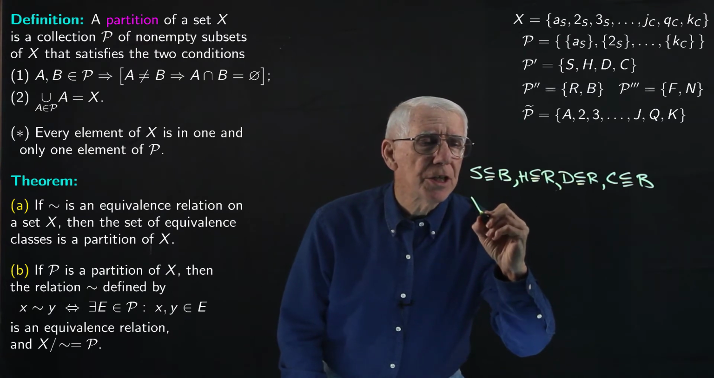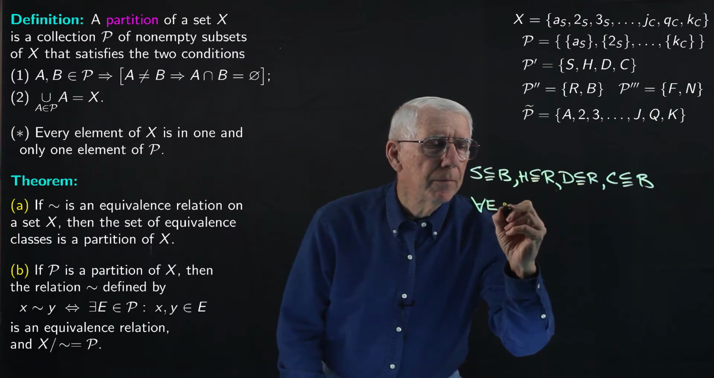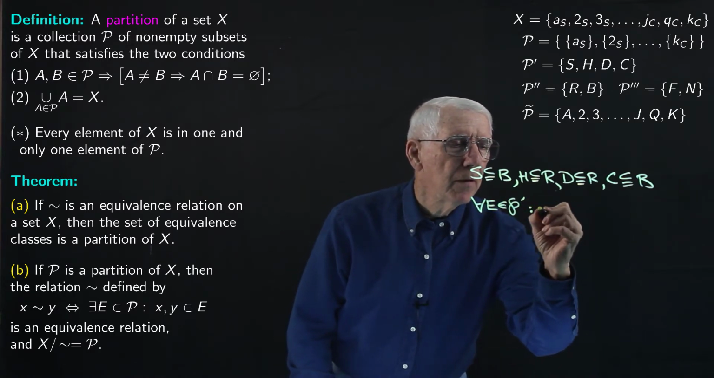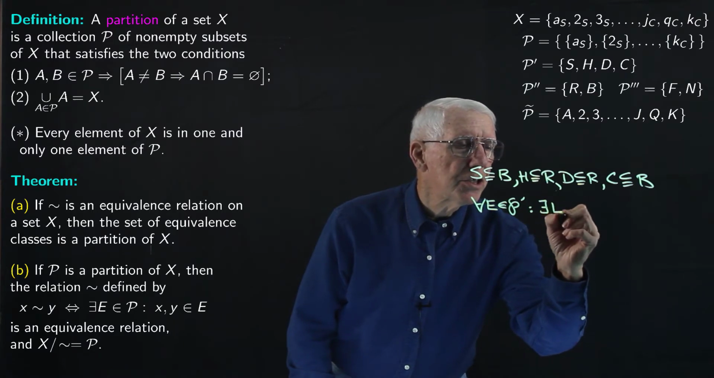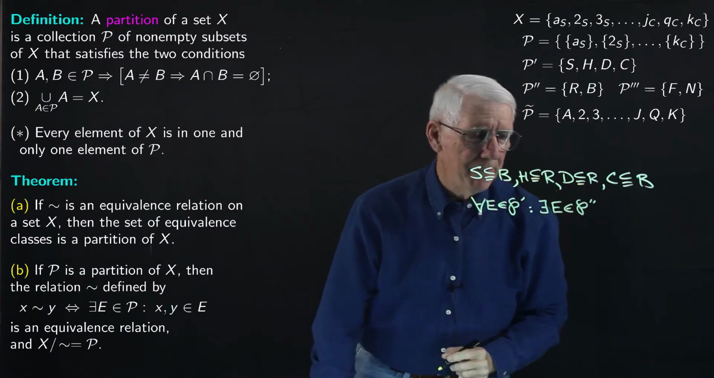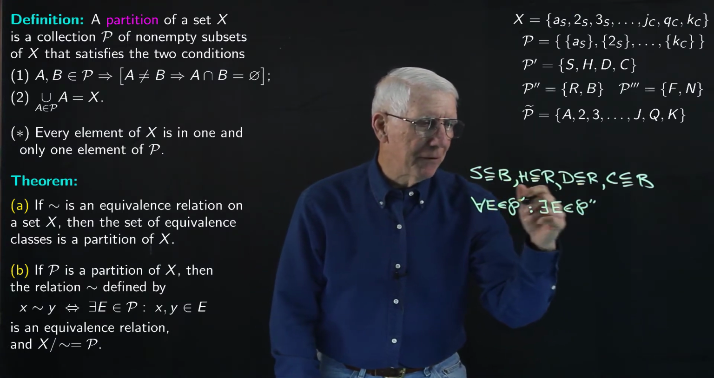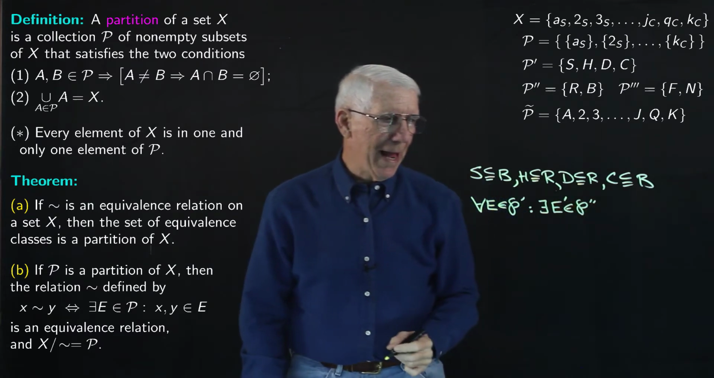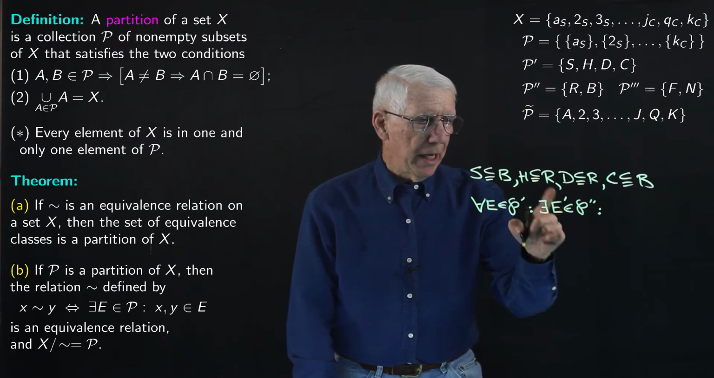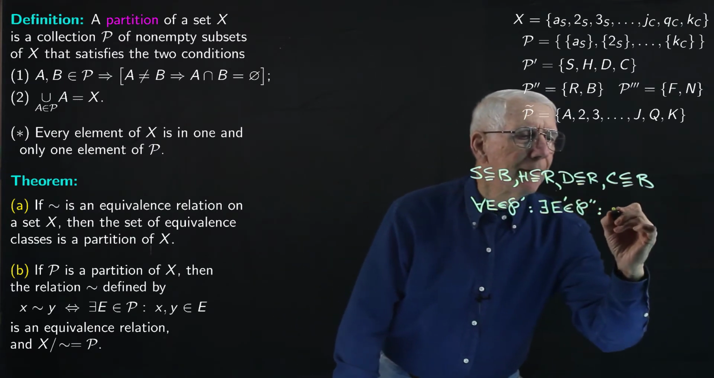So that says for every element of the P prime partition, there exists an element of the P double prime partition, and they're not going to be the same elements, so I need to distinguish this E from this E. Let's put a prime on that one. There exists an element of the P double prime partition for which this is a subset of this.